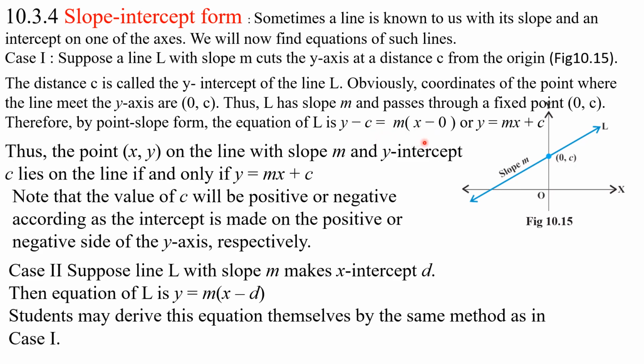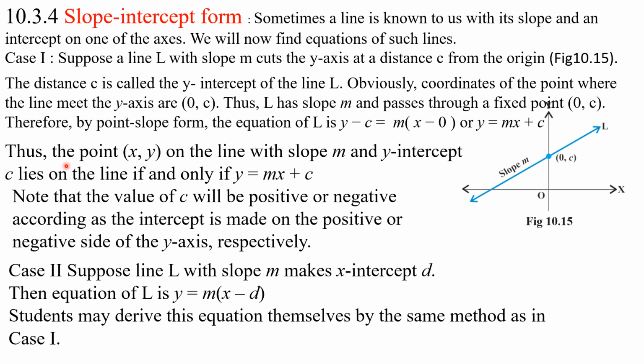Understood this equation, my children? This implies, or by simplifying this equation, we get y is equal to mx plus c. Remember this equation, my children. This is called slope intercept form of a line. y is equal to mx plus c. Memorize this equation, my children.